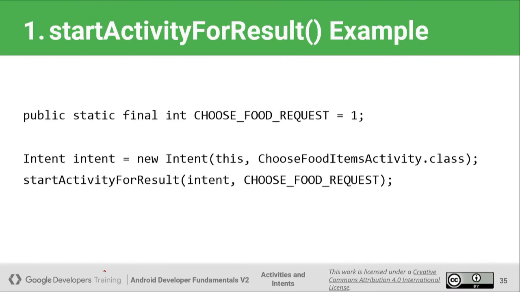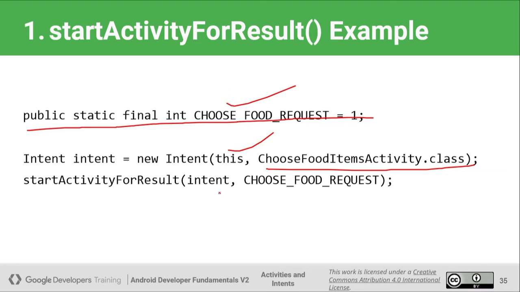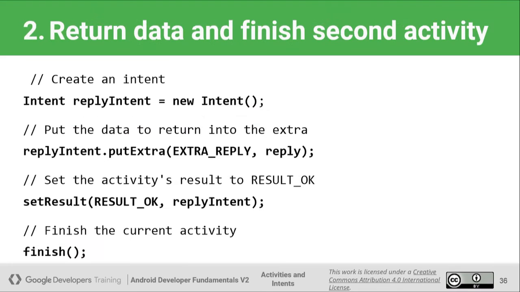So startActivityForResult example, let's see. We have a function, we have a constant, public static final integer CHOOSE_FOOD_REQUEST equal to 1, an intent object with this pointer, and ChooseFoodItem.class. This is the second activity, and we are going to return startActivityForResult with the intent and CHOOSE_FOOD_REQUEST, which is defined over here. So, return data and finish the second activity.